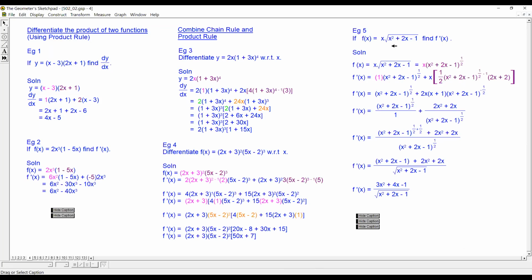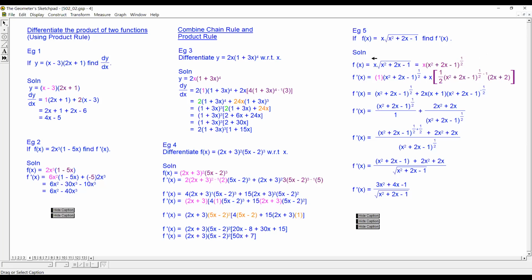So now you look at the last example, f(x) equals x square root of x squared plus 2x minus 1. Here we have two functions, x and square root of something. The problem is when you have square root of something, you change the square root to power of half, and the whole bracket raised to the power of half is actually a composite function. So now what to do?